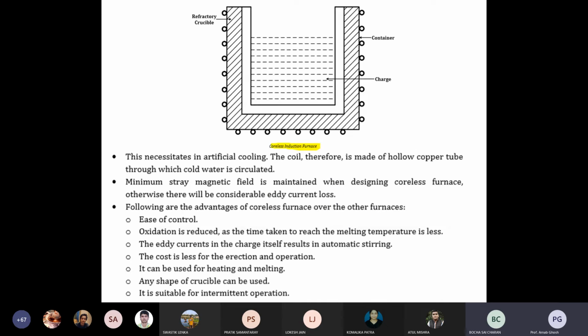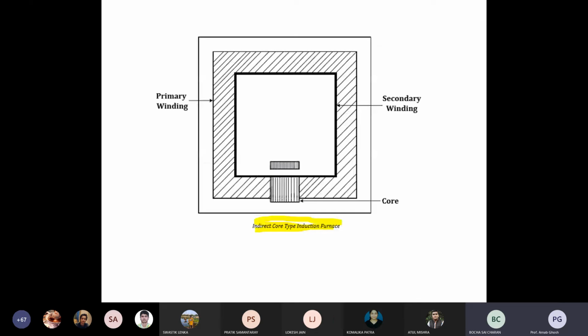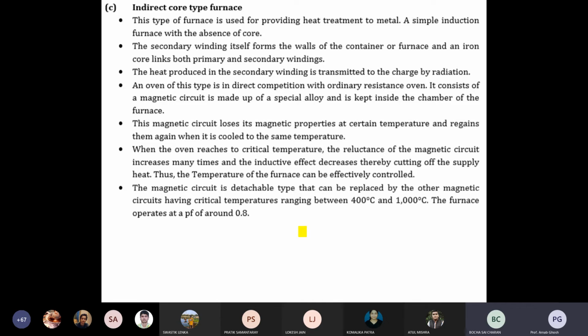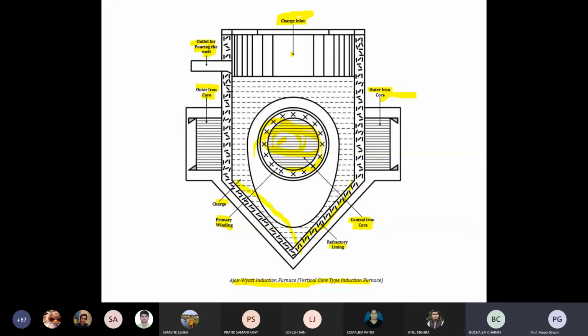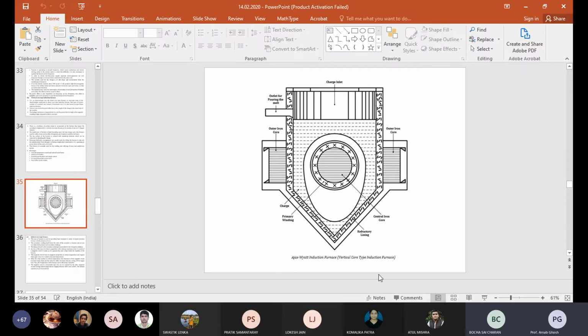And the coreless induction furnace. I think these two will start in the next class, so you can understand better. Up to that portion I have covered, and I suggest all of you please prepare your write-up and compare it to your class notes. From tomorrow I think the classes will start. I have class on Friday, so I will collect your write-up.